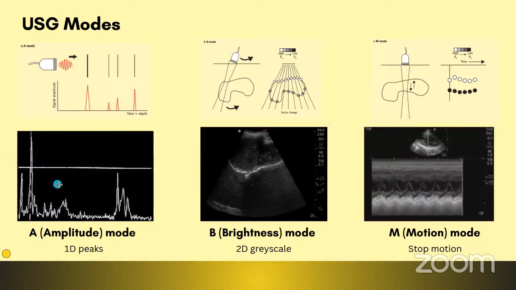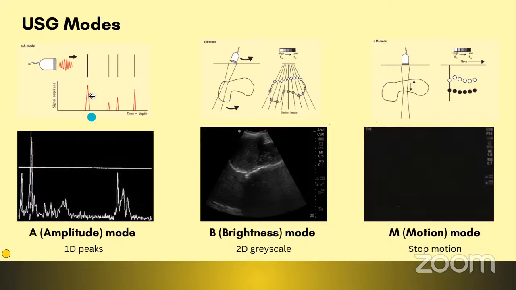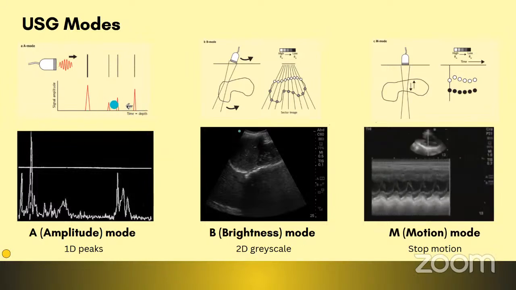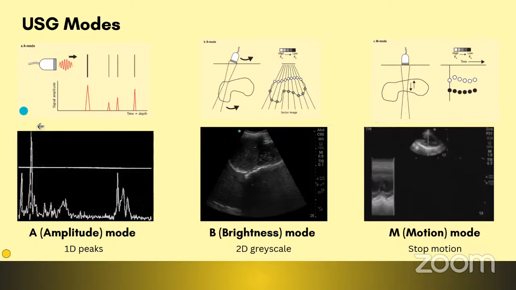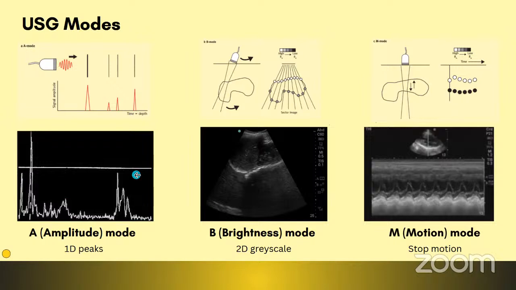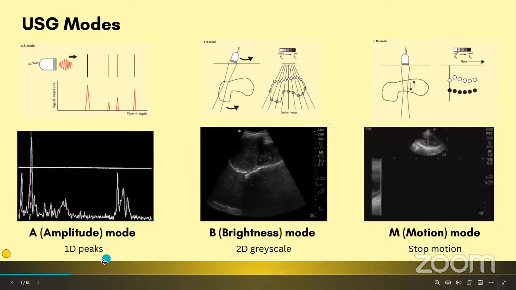In a single path, wherever the peaks are higher, that means there is a higher amplitude of the pulse that is traveling through. Based on that, we can get a simple idea about what is in the way of the ultrasound probe in a single dimension. This is very uncommon to be used currently.